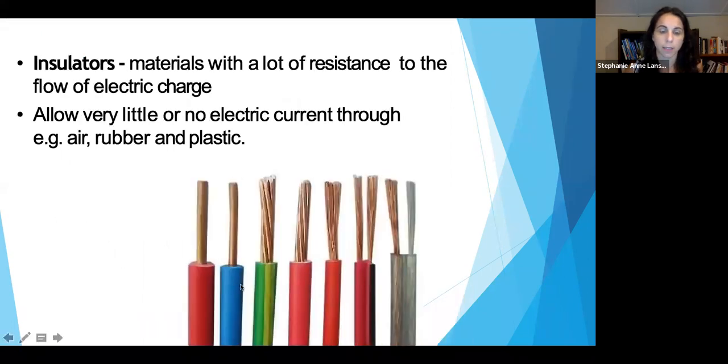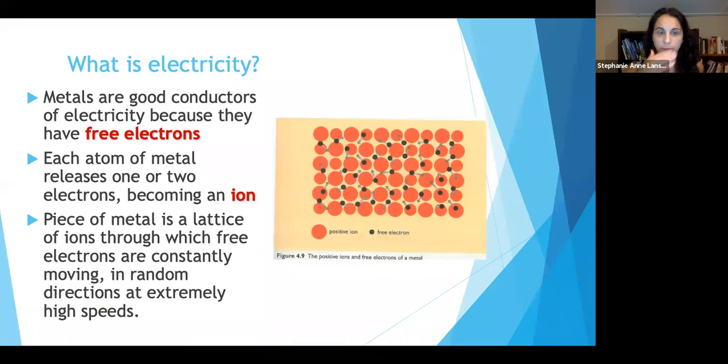Now the insulators, this is going to be our outside. They have a lot of resistance to the flow of electrons, so they allow very little electric current through them. This is where we're going to use plastic or rubber on the outside of the electric wires to keep the electricity inside, because they're not going to convey that electricity.